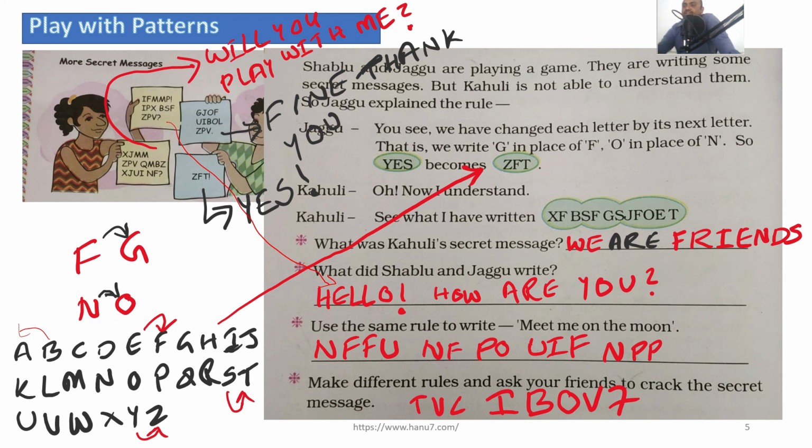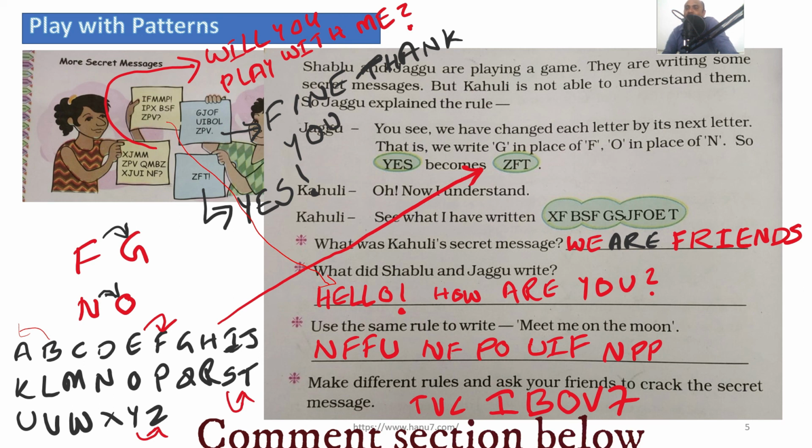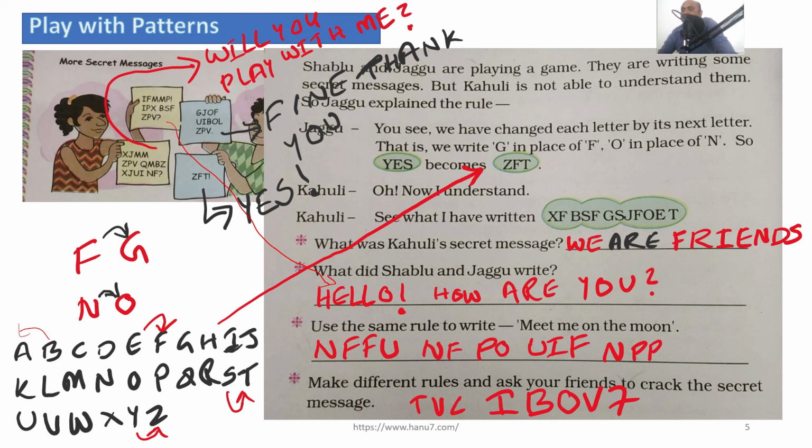And now comes the last one. Make different rules and ask your friends to crack the secret message. So here I wrote TVC IBO V7. Can anyone guess? For the correct answer, I will be sending a secret gift. So for the secret message, I will be sending the secret gift. The correct answer, you have to put in the comment section below. It is not only for kids, but for parents and everybody. Okay, so TVC IBO V7, you have to put in the comment section below.